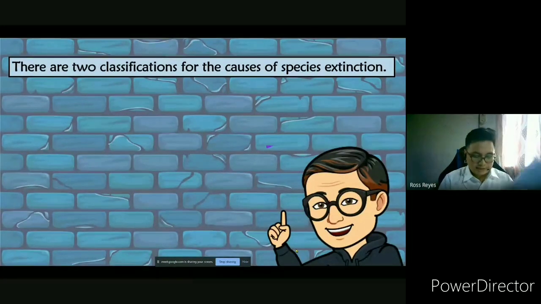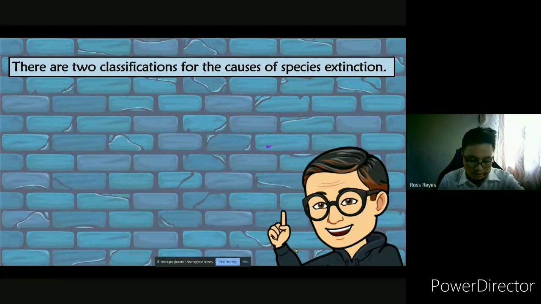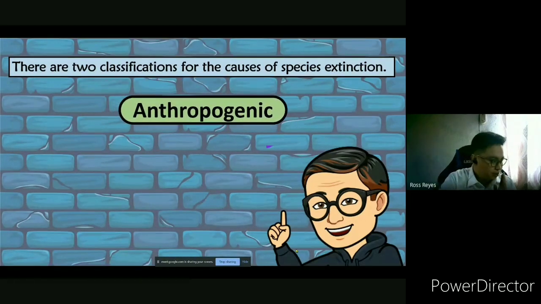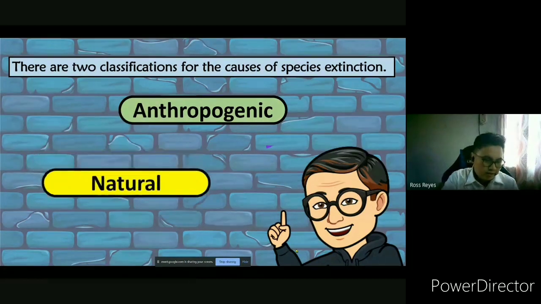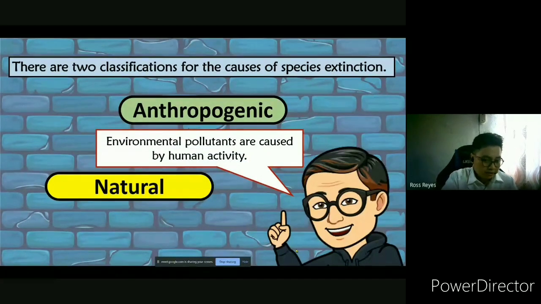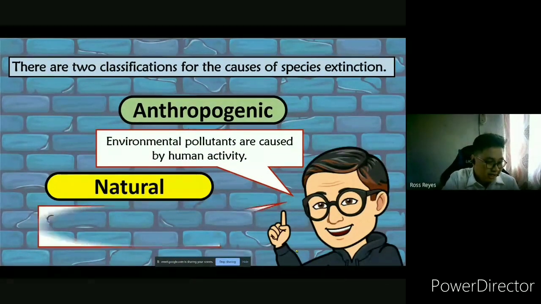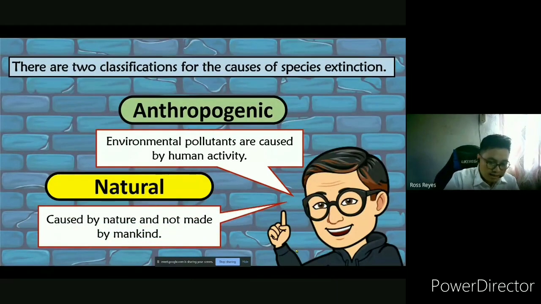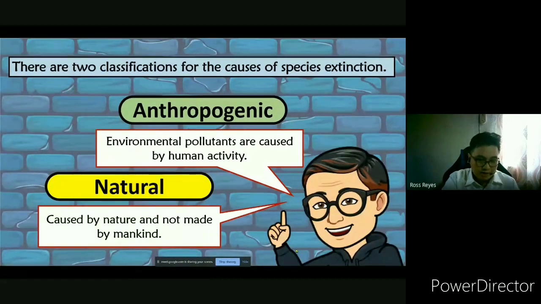The answers in this activity are actually causes of species extinction or factors affecting extinction. First factor is anthropogenic, while the second one is natural. Meaning to say, when we say anthropogenic, these are man-made or driven by human. The pollutants are caused by human activity. On the other hand, when we say natural, this is caused by nature and not by mankind. We cannot control natural causes. However, we are the primary factor for these anthropogenic causes.